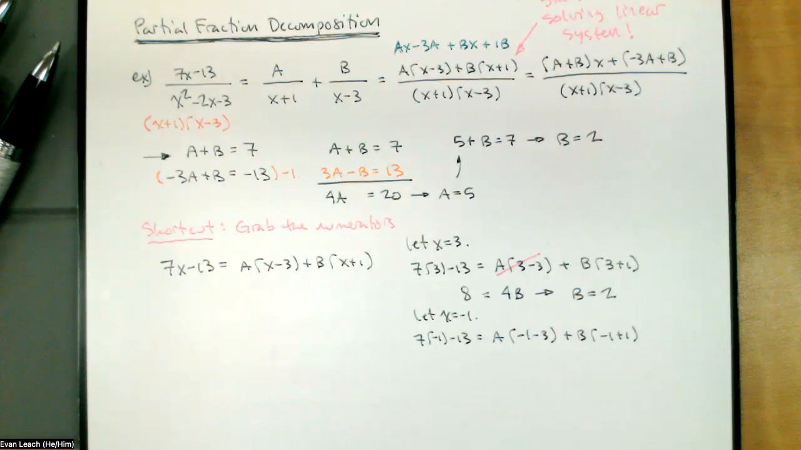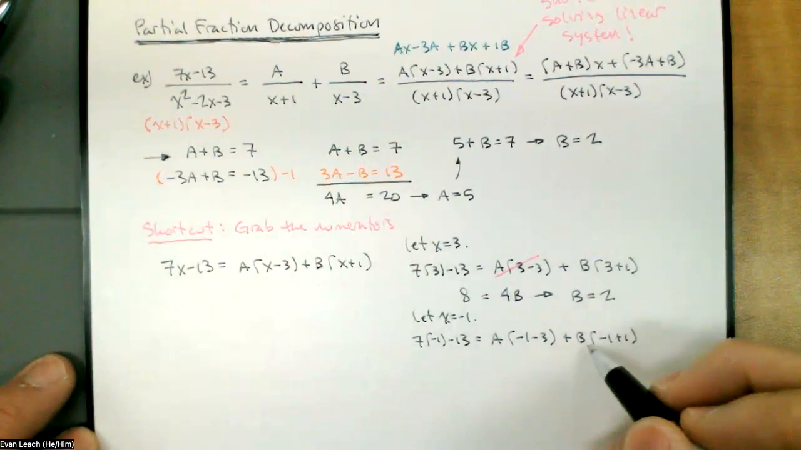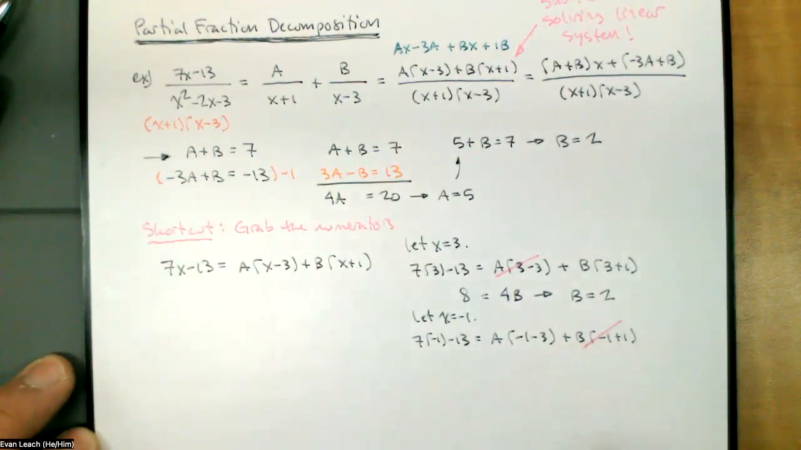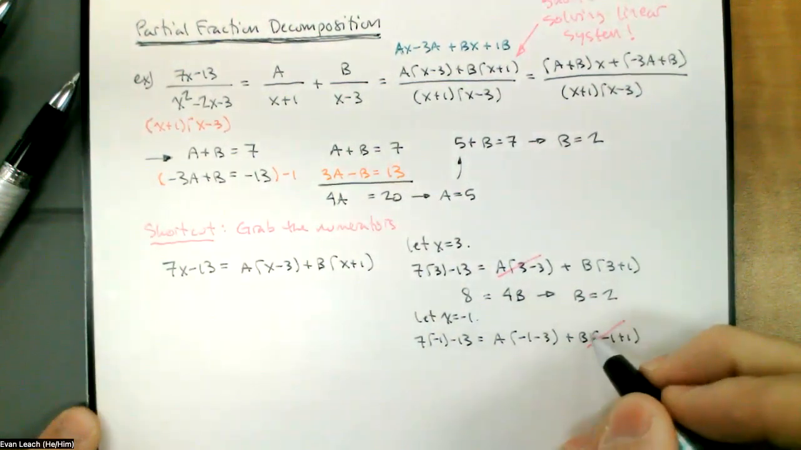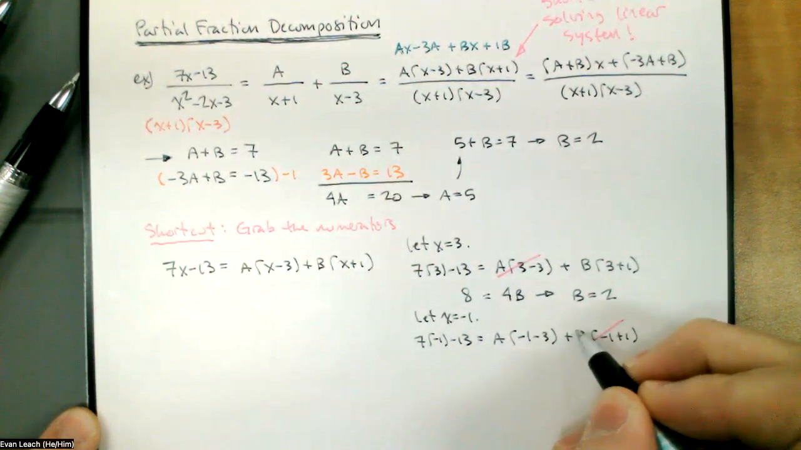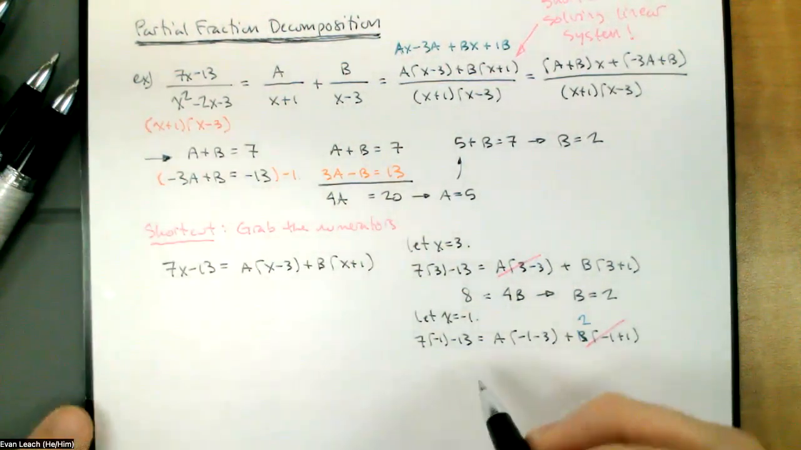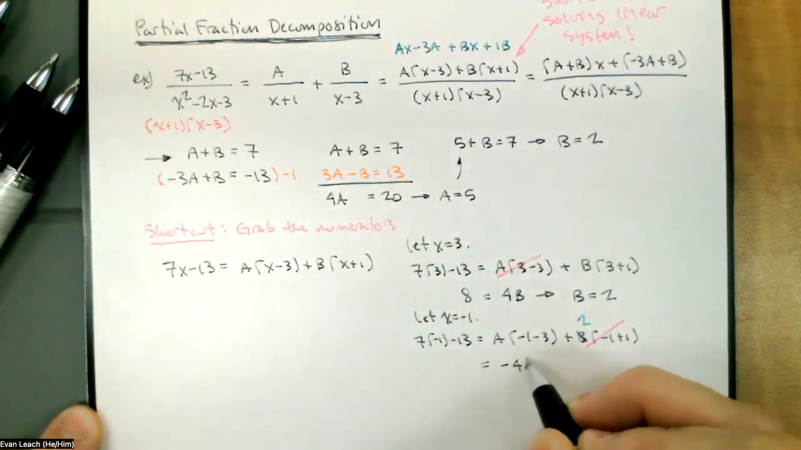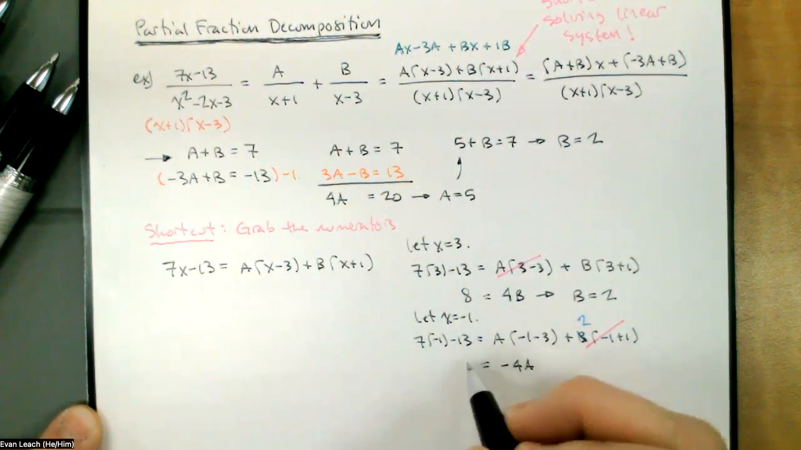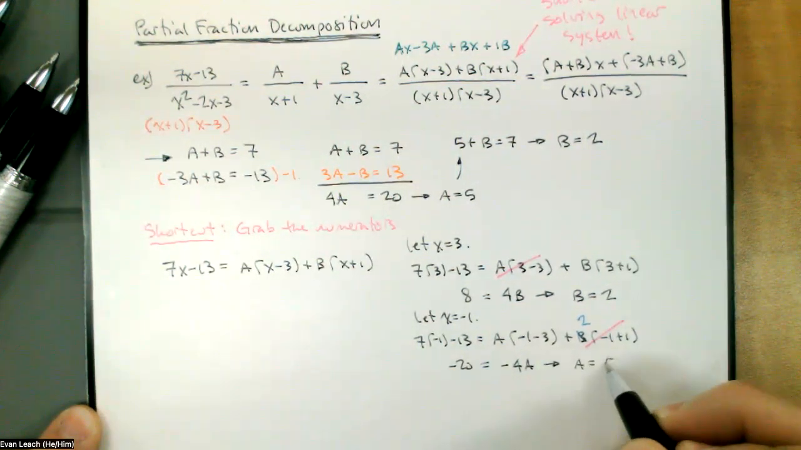So this conveniently takes b out of the equation. I could have filled in 2 for b, but it's getting multiplied by 0 anyway, so we're not really concerned. And then we'll end up with -4a. And then we'll have equals -20. And so a is still 5.